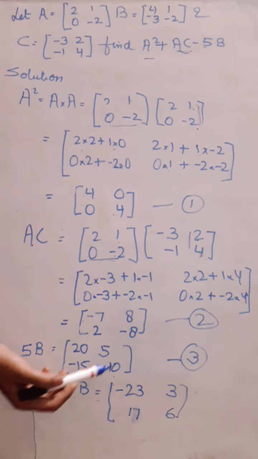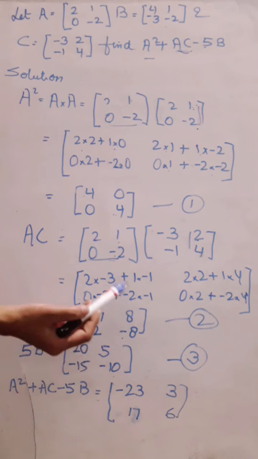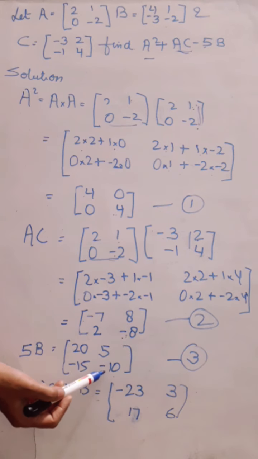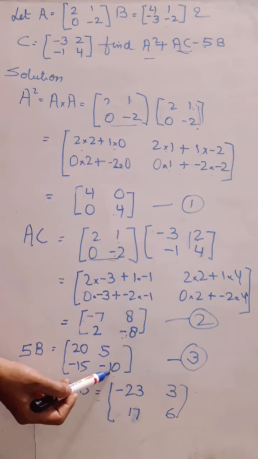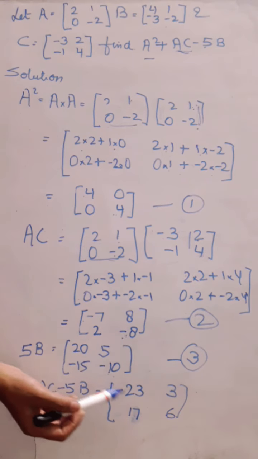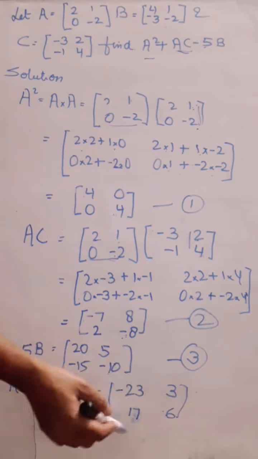Now 4 minus 8, 4 minus 8 is minus 4 and minus 10 becomes plus 10. So minus 4 plus 10 will give you 6. So this is our required answer.